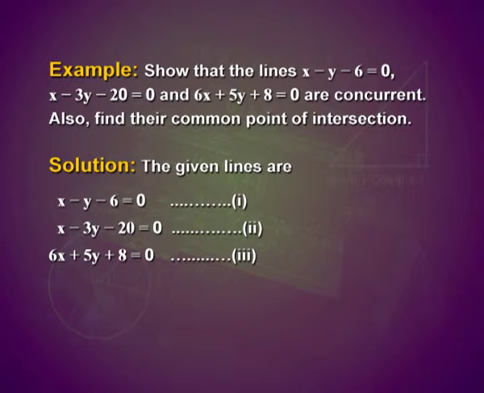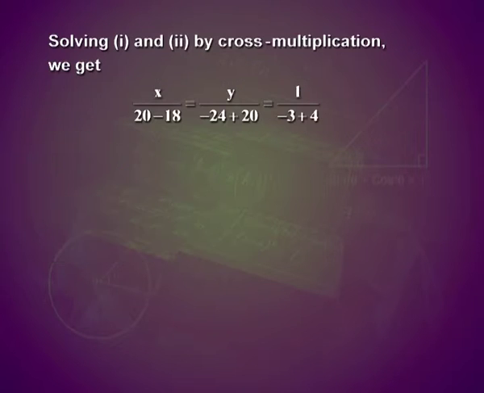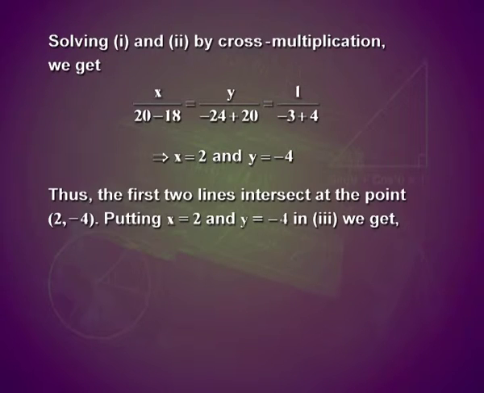On solving these three equations by cross multiplication, we get x upon 20 minus 18 is equal to y upon minus 24 plus 20, that is equal to 1 upon minus 3 plus 4. On solving, we have x is equal to 2 and y is equal to minus 4. Thus, the first two lines intersect at the point 2 comma minus 4.